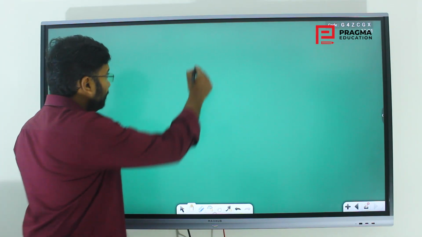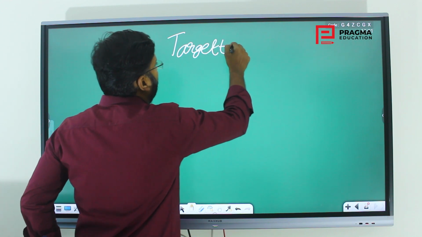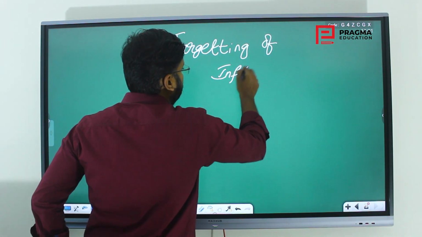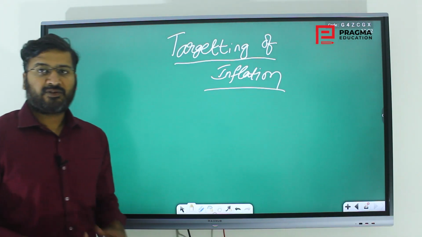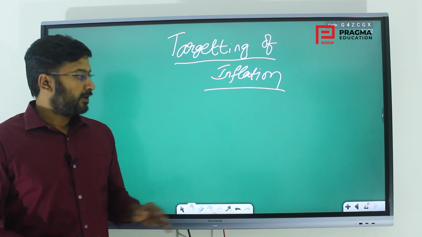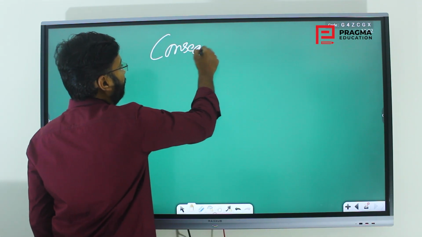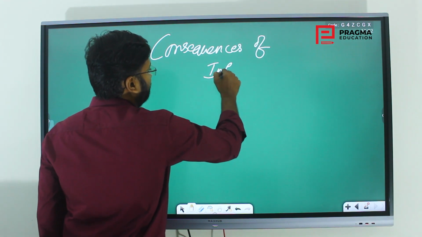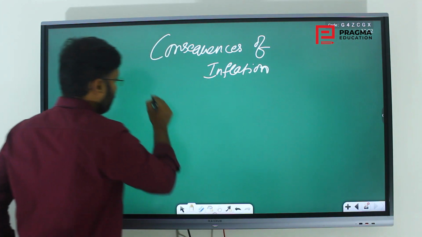Next, we will be getting into the targeting of inflation. Why is targeting of inflation important? Because of the consequences of inflation. Let us cover this. Consequences of inflation. What are the results or the outcomes of inflation?